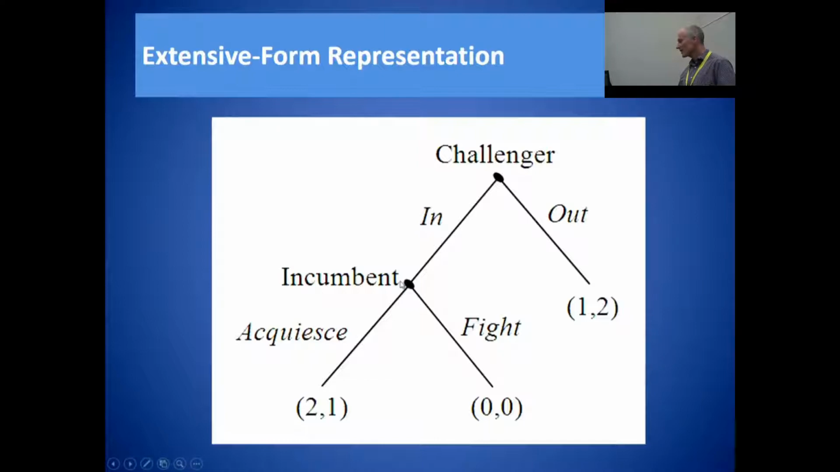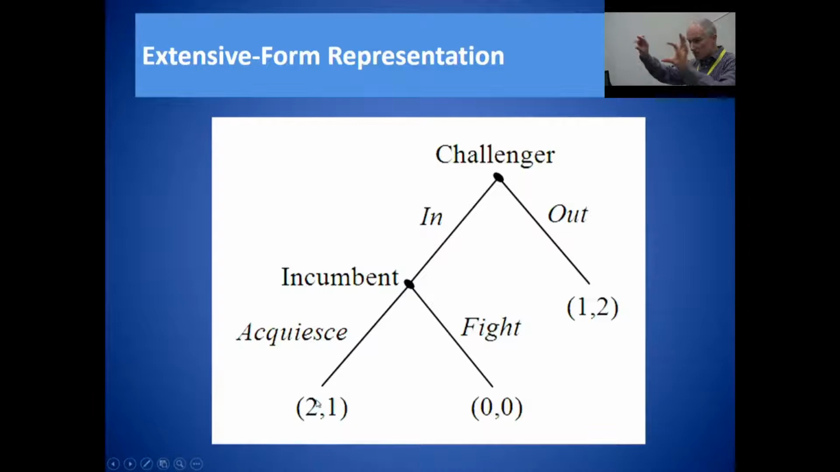Well, if the incumbent chooses to acquiesce, the game ends, and the payoffs are 2 to the challenger, 1 to the incumbent. If the incumbent chooses to fight market entry, the payoffs are 0 to both. So that's the general structure of the game. Now specifically, let's look at these numbers. For each of the challenger and incumbent, we've got the numbers 0, 1 and 2. So, for the challenger, the first figure, we've got a 0, we've got a 1, and we've got a 2.